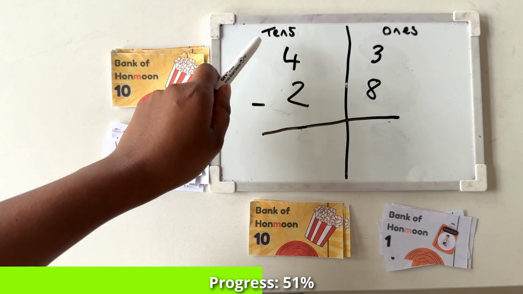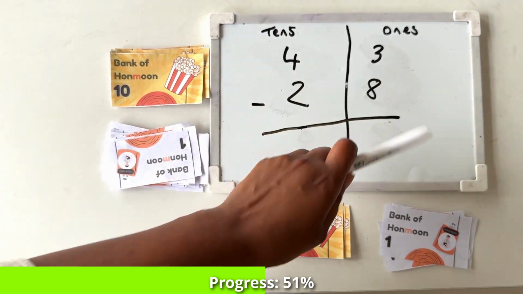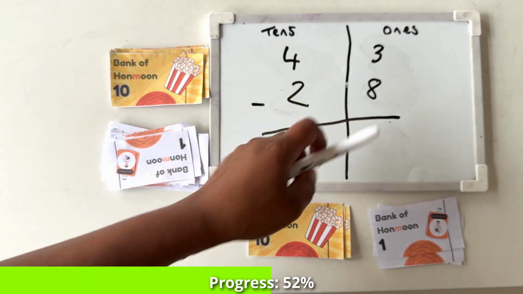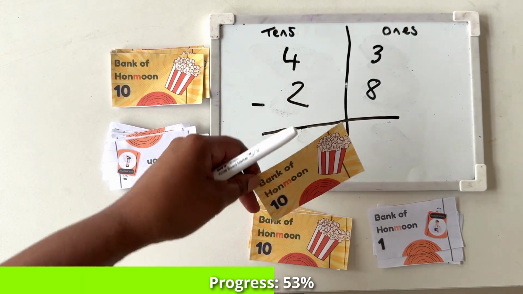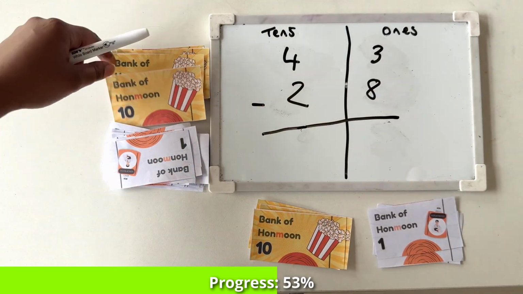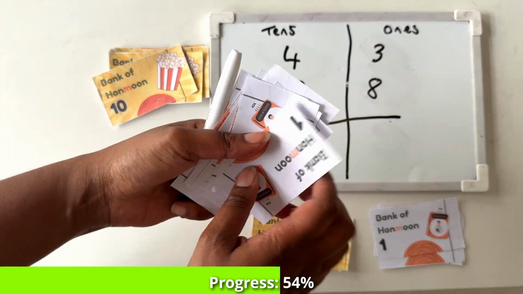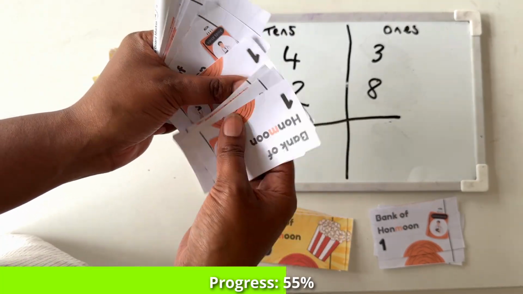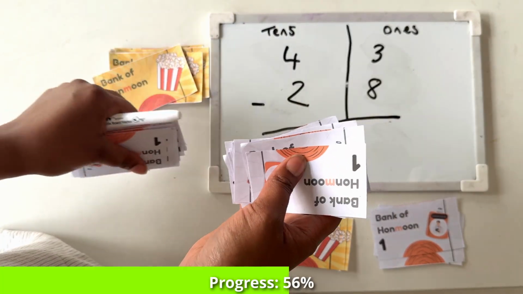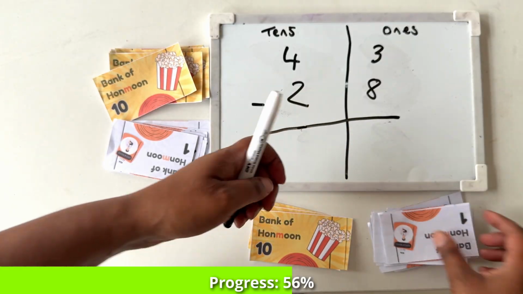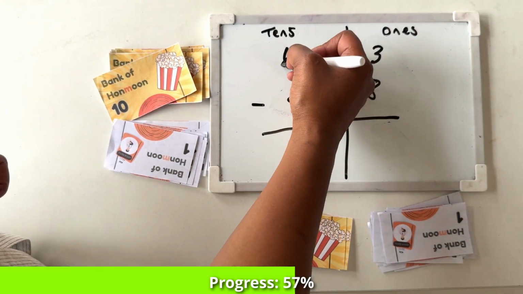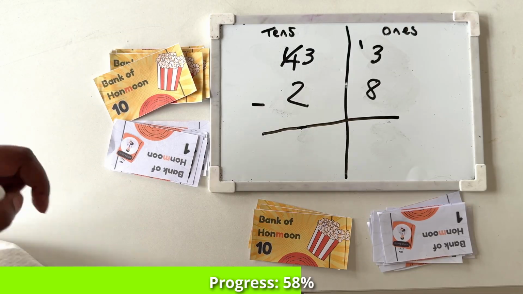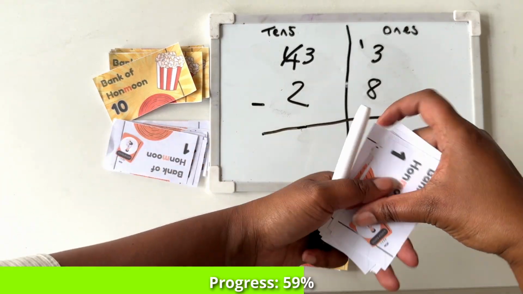How did you do? You have 43 minus 28. So we have 3 ones and we want to minus 8. We don't have enough. So we need to do our regrouping again. We're going to take one of these, put it into here. 1, 2, 3, 4, 5, 6, 7, 8, 9, 10. This means that this becomes 3 and this becomes 13. So the ones column has 13 in it.